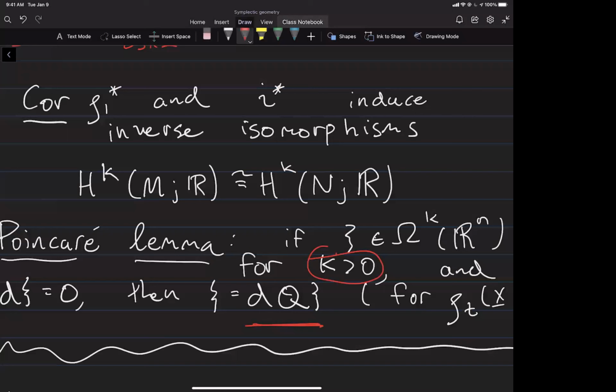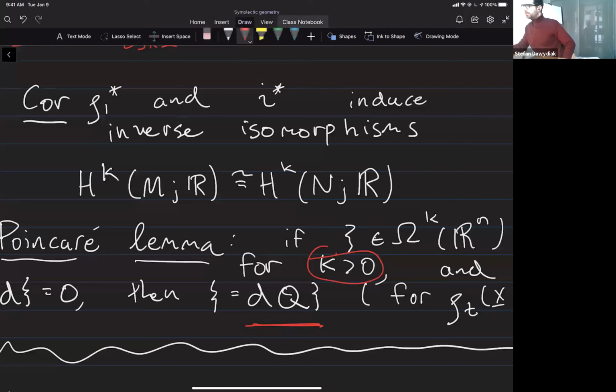Wait, Ben, you're muted. You're still muted.